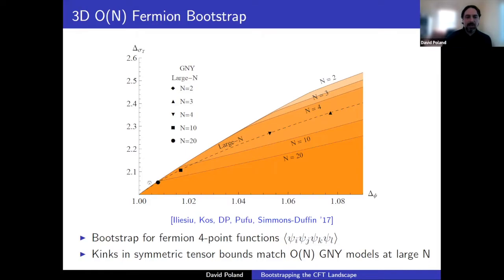What you can see is that for different values of N, that bound has a kink in it. They basically follow the same curve and then branch off at some point where there's a kink in the bound. And at least at large N, like N equals 10, N equals 20, the locations of those kinks match pretty nicely to the computations in the 1/N expansion for the GNY models. So it looks like these kinks were physical, and you could at least conjecture that going down to small N, the locations of these branch points still coincide with the physical GNY models.